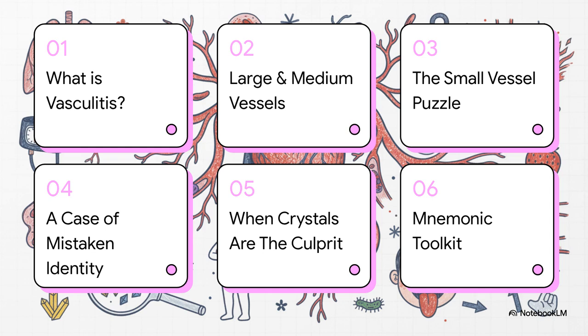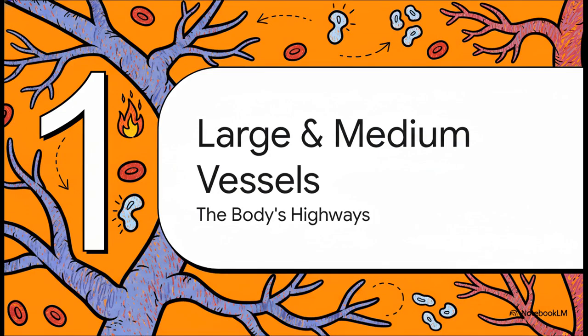Okay, so here's our game plan for making sense of it all. We're going to start with the body's biggest pipelines, the highways. Then we'll move to the main streets, the medium-sized vessels. After that, we'll navigate the really tricky side streets of small vessel disease. And we'll finish up with some classic medical mimics and a few cool tricks to help you remember everything. First up, the big guys.